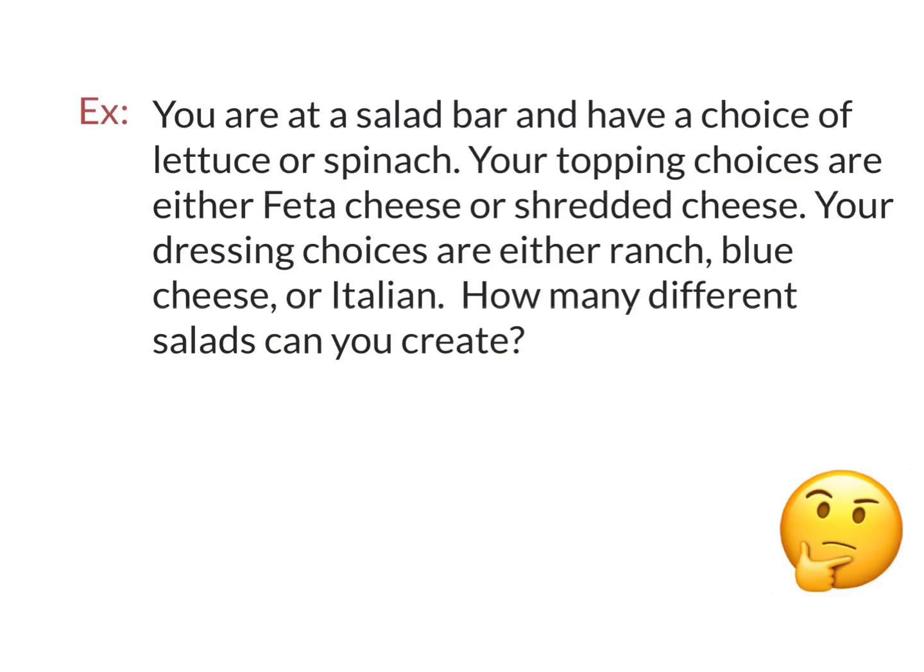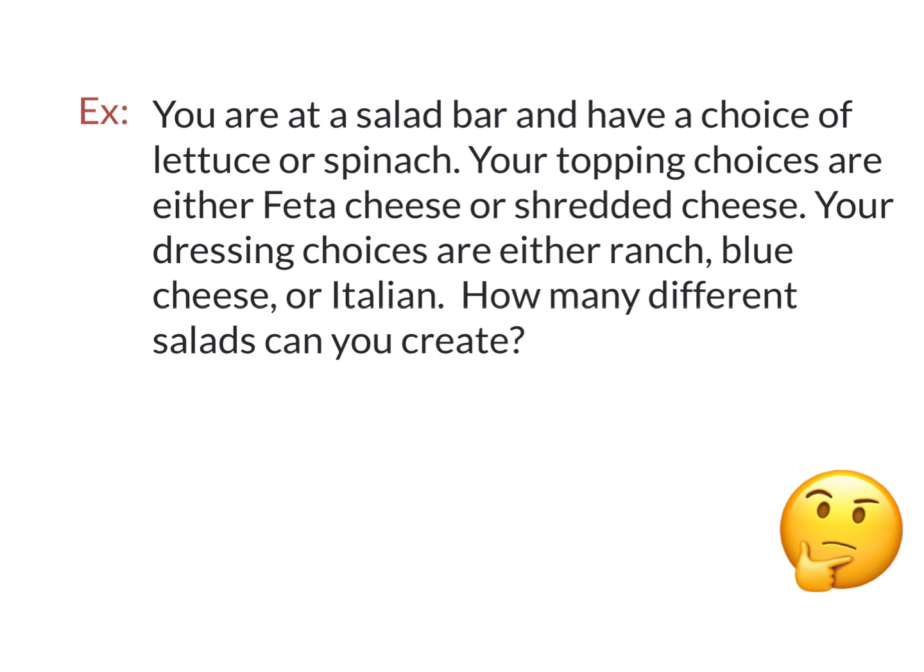Let's take a look at this example. It says you're at a salad bar and you have a choice of lettuce or spinach. Your topping choices are either feta cheese or shredded cheese. Your dressing choices are either ranch, blue cheese, or Italian. How many different salads can you create? Well, one way to set this up is we can set up what's called a tree diagram.